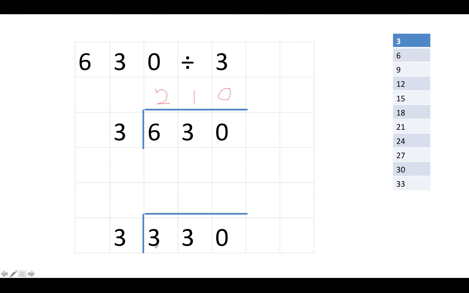Let's see if you got it right. 3 divided by 3 is 1. 3 divided by 3 is 1. 0 divided by 3 is 0. We must write the 0 in.